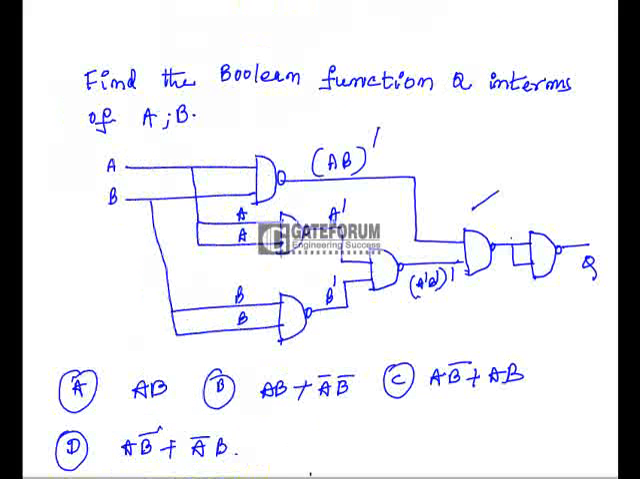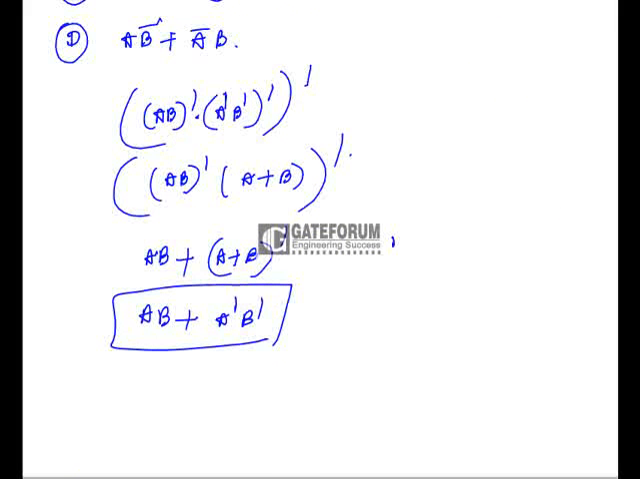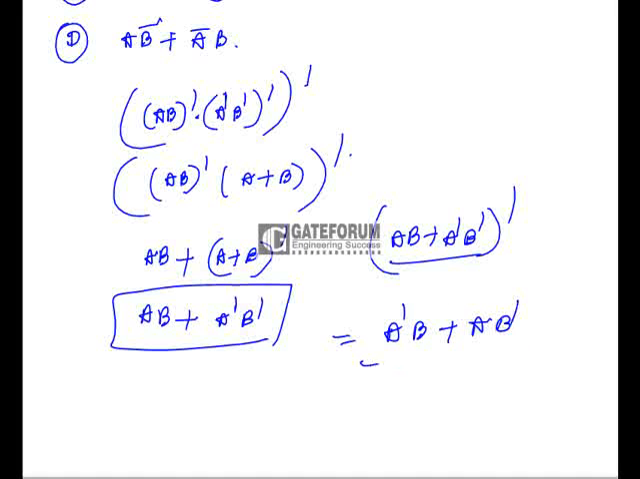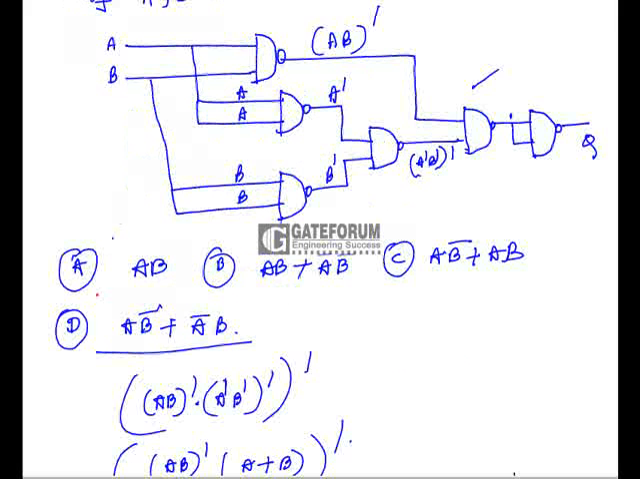So this is again multiplied, AB plus A bar B bar into AB plus A bar B bar, which is this only. This whole complement becomes, this is exclusive NOR, so the complement will become exclusive OR. So A bar B plus A B bar, which is the same as A B bar plus A bar B. So this is option D. Option D is the right option.